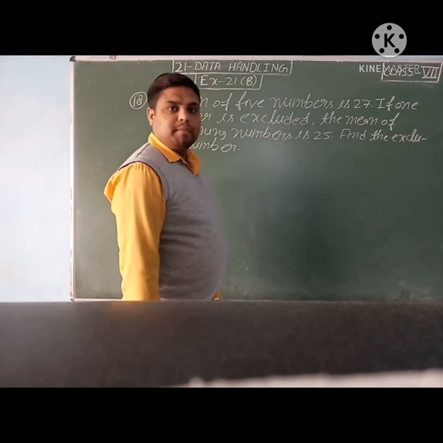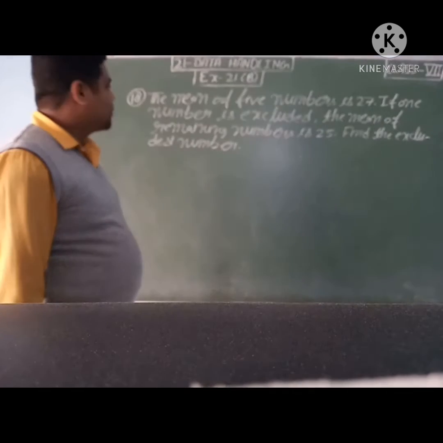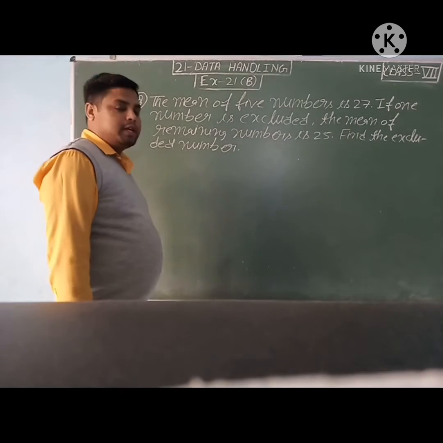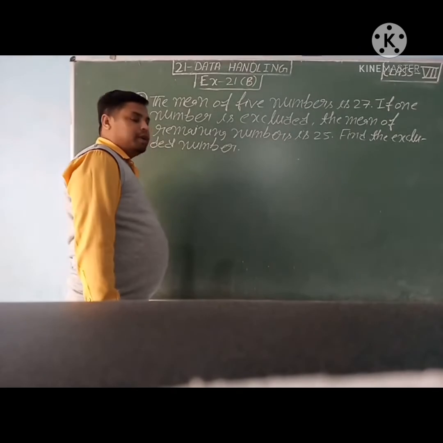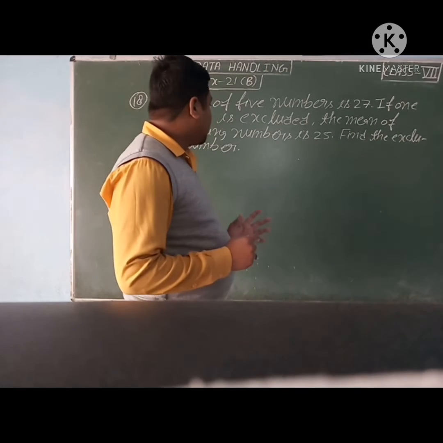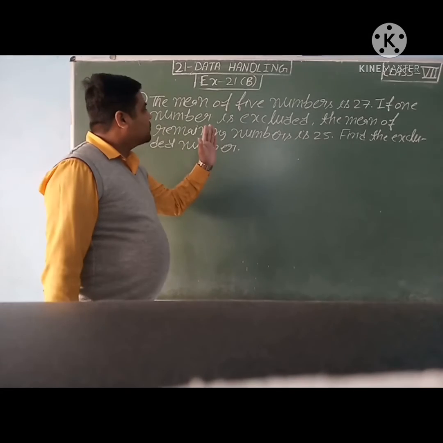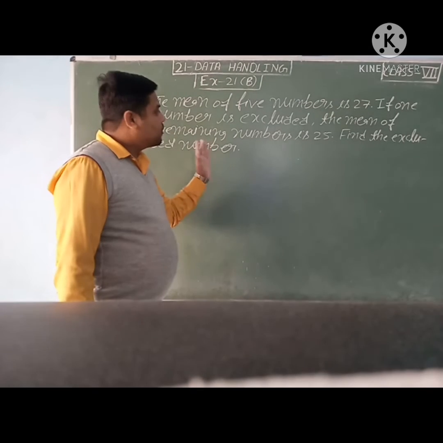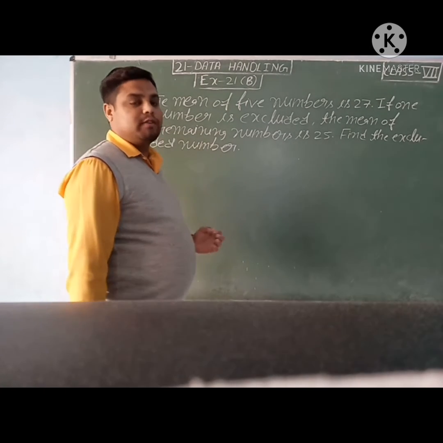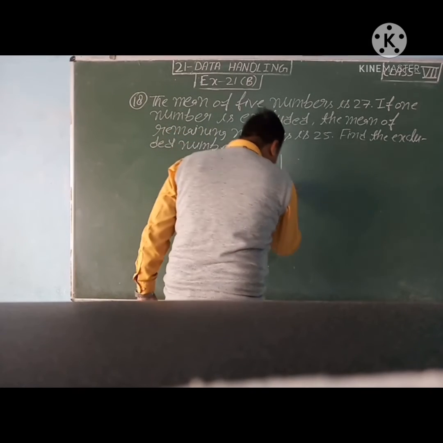Now students, question number 18. The mean of 5 numbers is 27. If one number is excluded, the mean of the remaining numbers is 25. Find the excluded number. So students, we can find the excluded number after finding the sum of 5 numbers and the sum of 4 numbers after excluding. So first we will find the sum of 5 numbers and the sum of 4 numbers. So we can make two parts.